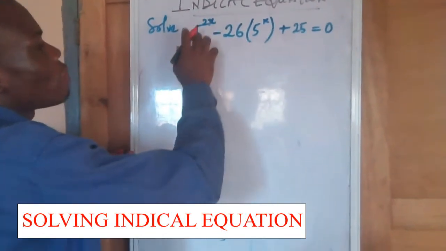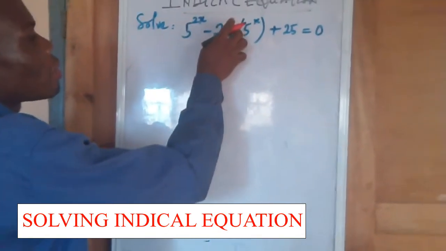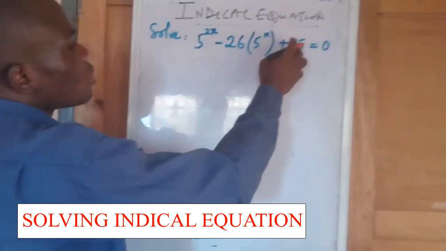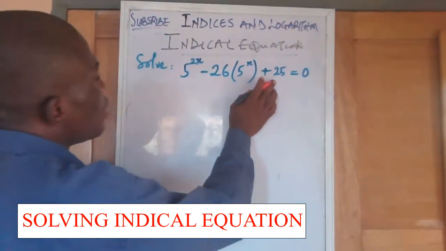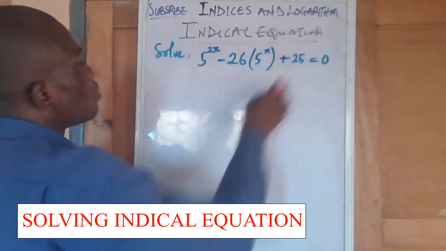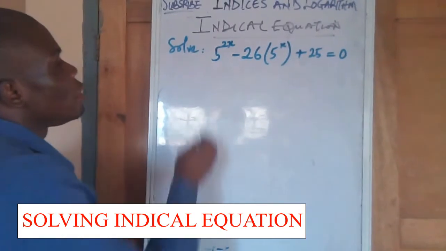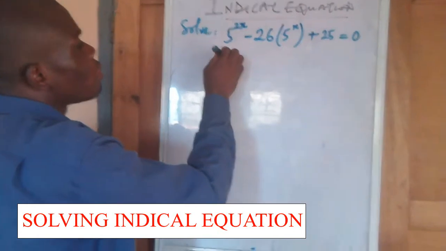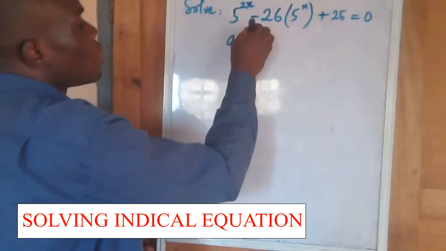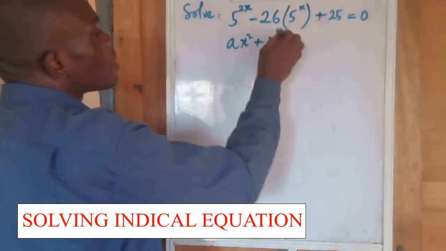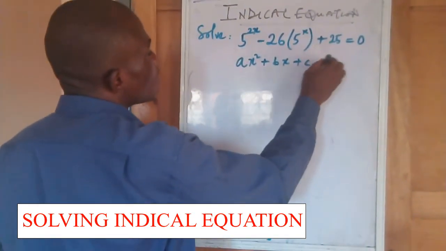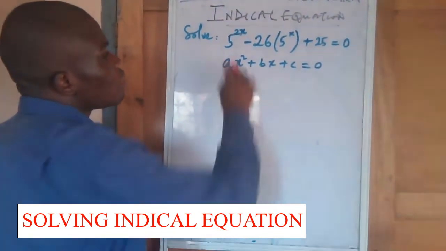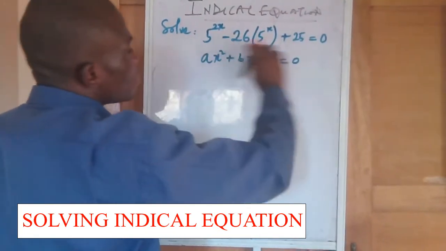First index is 5 raised to power 2x. The second index is related to the first, because you can see base 5 here, and the last number here is also a number. So you can relate it with a quadratic expression, because every quadratic expression is of the form ax squared plus bx plus c equals 0. So we can relate it with a quadratic equation. Now, how do we transform this equation to something like this?